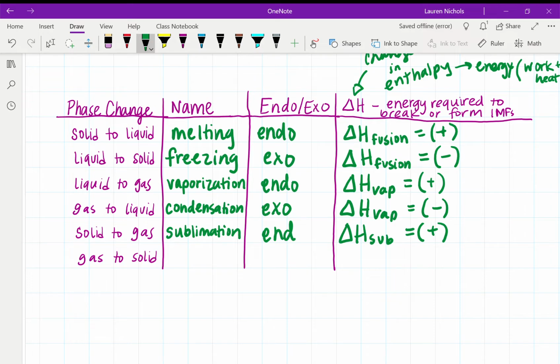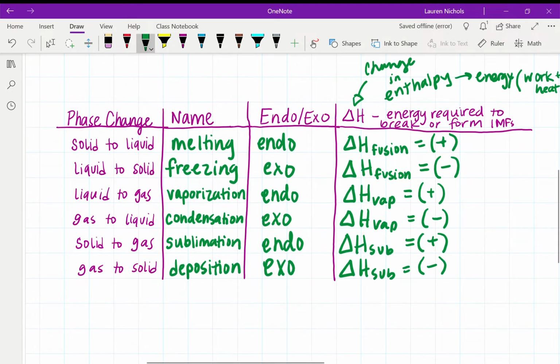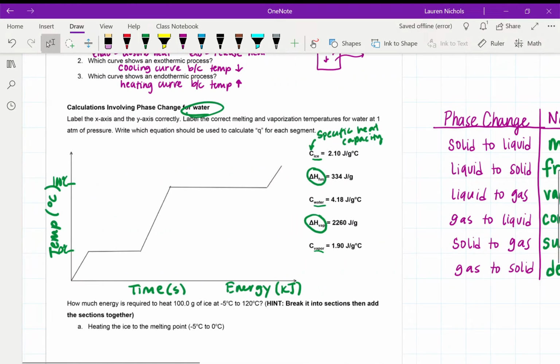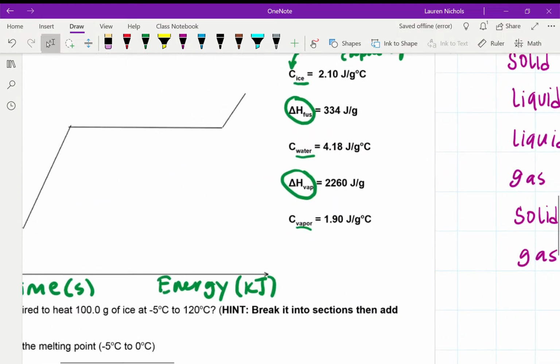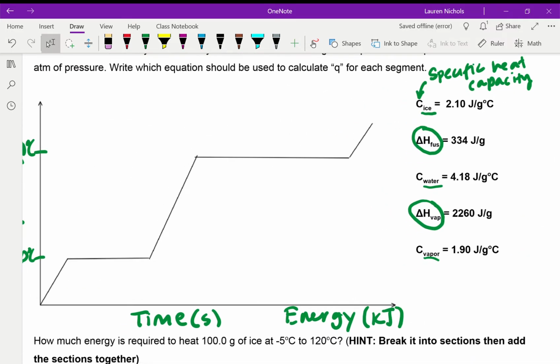Then we have deposition, which has the word deposit in it because the gas goes straight to a solid and it looks like something is just deposited or left there. That's exothermic, and again, delta H of sublimation would just be negative for deposition. I just wanted to take a moment to explain what delta H was and summarize our phase changes. If we go back to our graph, we see all of those there.